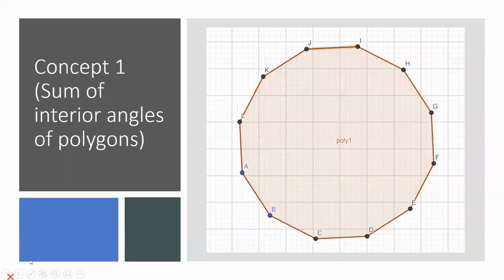Now we know what polygons are. We'll be learning the sum of interior angles of polygons, the concept number 1. Since we all know now what polygons are, we will be interested in finding out the angles. Look here. This is a 12-sided polygon with 12 vertices. Do you know what their total interior angle is?